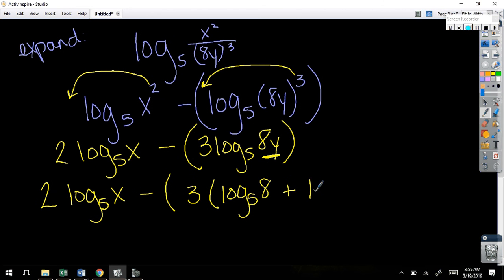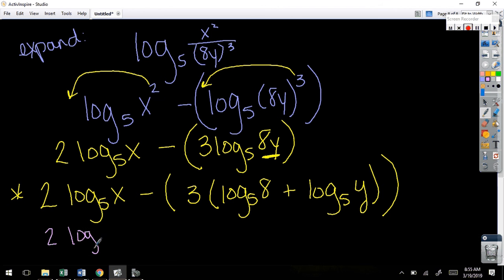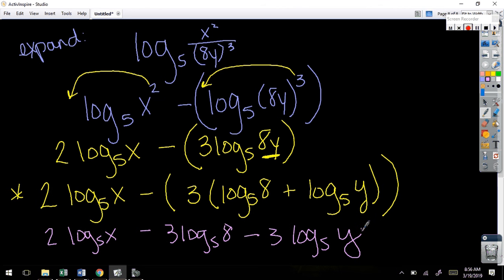You could write, so there are multiple ways and there's not one that's right or wrong. You could do 3 log 5x plus 3 log 5y. Like it could distribute to both of those pieces. If you didn't, now you're good stopping here, okay? If you didn't though, you could also write it as 2 log base 5 of x minus 3 log base 5 of 8 minus 3 log base 5 of y.